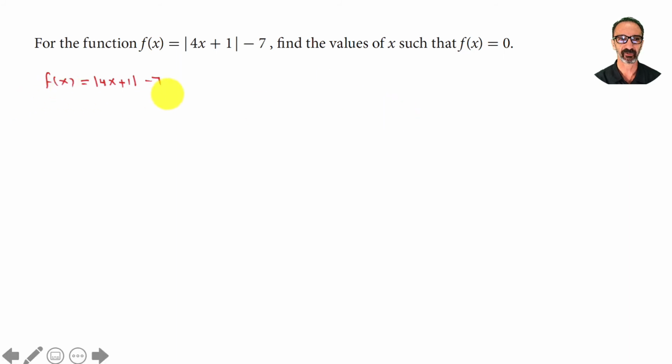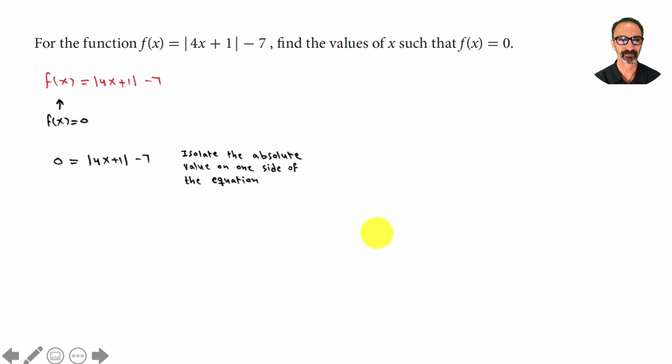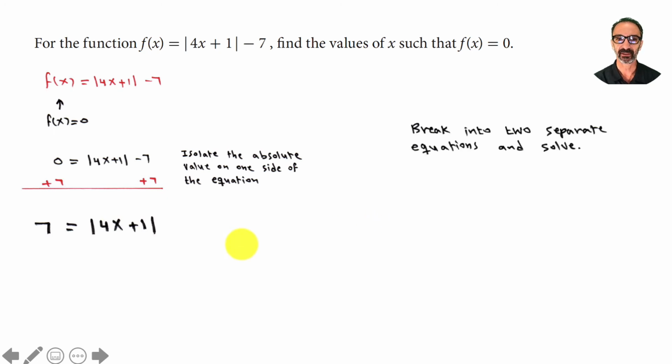So we have f of x equal. We're going to replace f of x with the value of 0. To do this, we're not ready yet to break it down. So we need to isolate the absolute value on one side of the equation by adding 7 to both sides, and now we are ready. Break it into 2 separate equations and solve by saying either equals 7 or -7.